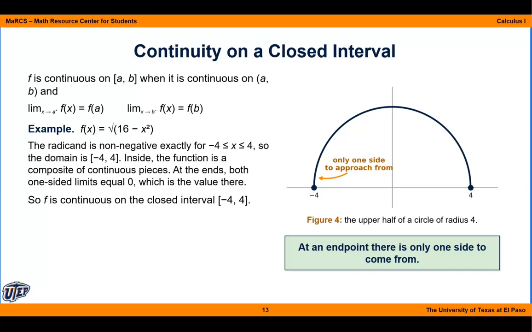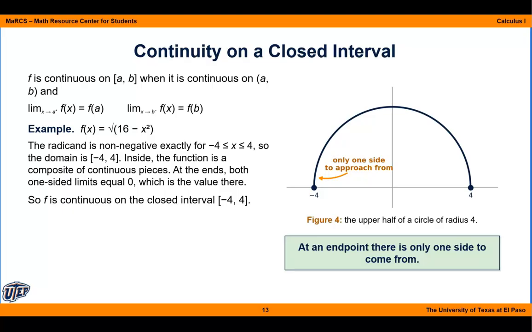At an endpoint of an interval, the function has only one side from which to approach. A function is continuous on the closed interval from a to b when it is continuous at every interior point, right continuous at a and left continuous at b.